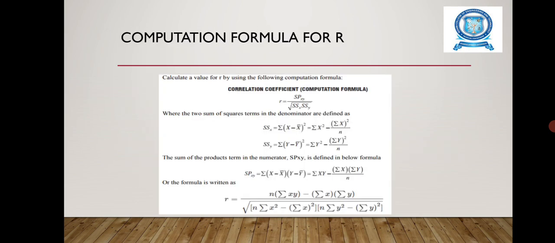Here we have used the following computation formulas to calculate the correlation coefficient. When there are two sum of squares terms in the denominator, it is defined using the following formula.